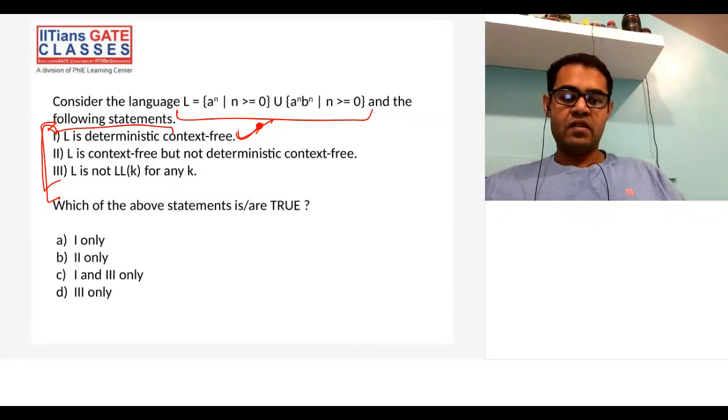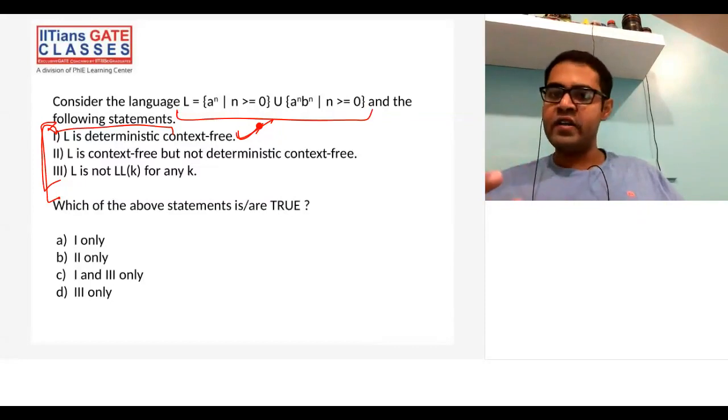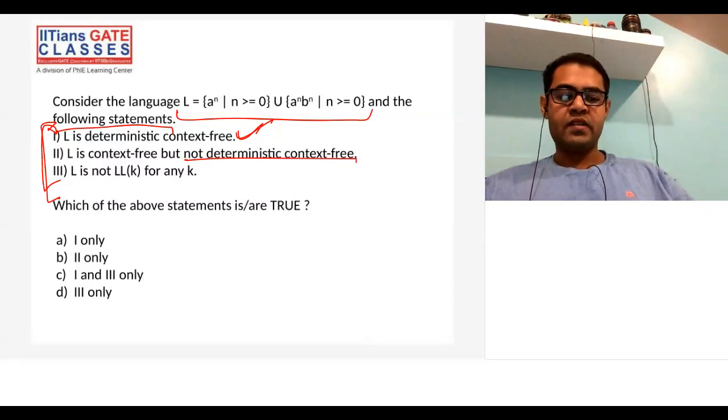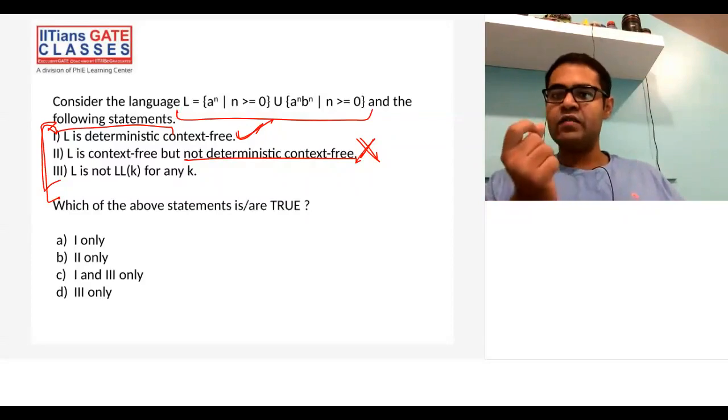That means what they want to say in statement 2 is that this language is non-deterministic context-free. Well, that's actually it. If a language is deterministic, of course a non-deterministic PDA can also accept that, but they are saying not deterministic. This is why this statement has to be false. Okay, they are saying not deterministic PDA. Well, that part of the statement is not true, hence the second statement is false.